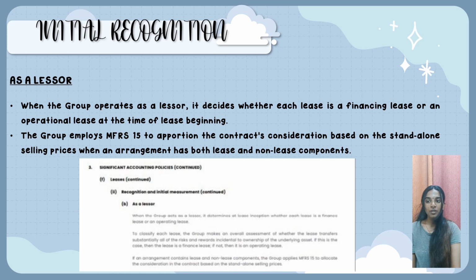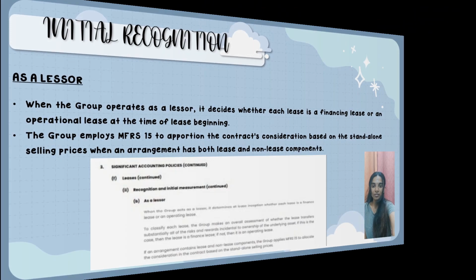The group employs MFRS 15 to apportion the contract's consideration based on the stand-alone selling price when an arrangement has both lease and non-lease components.